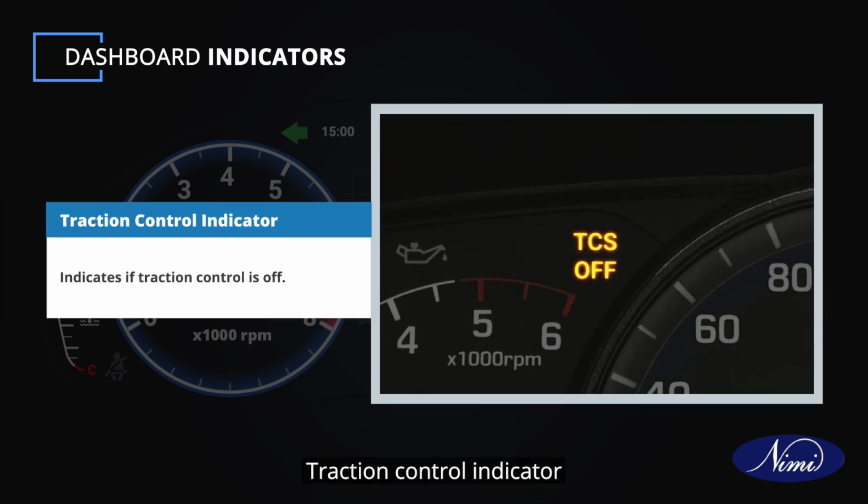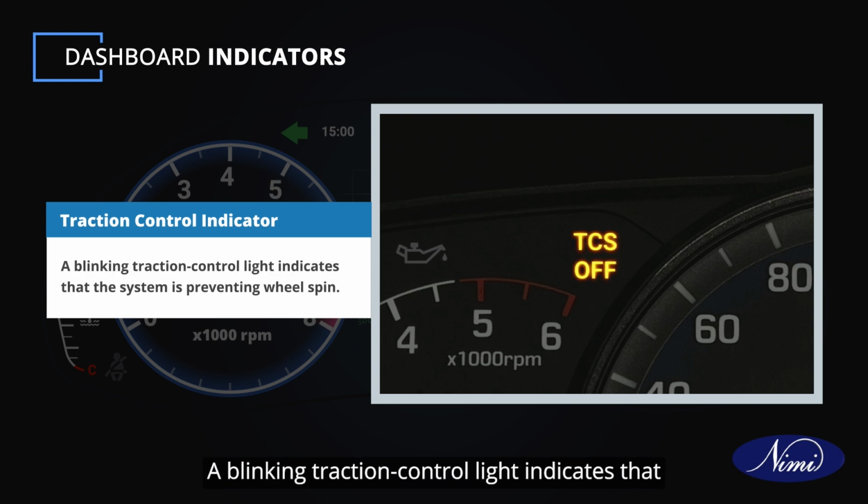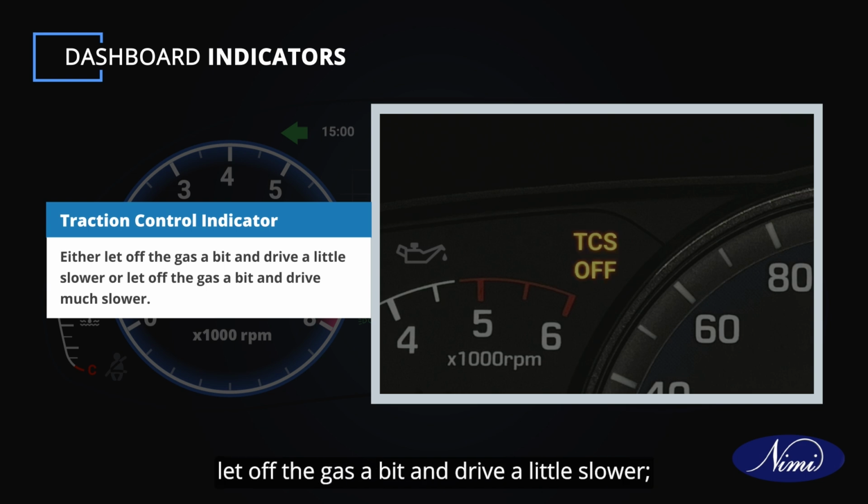Traction control indicator tells you the traction control is off. A blinking traction control light indicates that the system is preventing wheel spin, in which case you should either let off the gas a bit and drive a little slower, or let off the gas a bit and drive much slower.